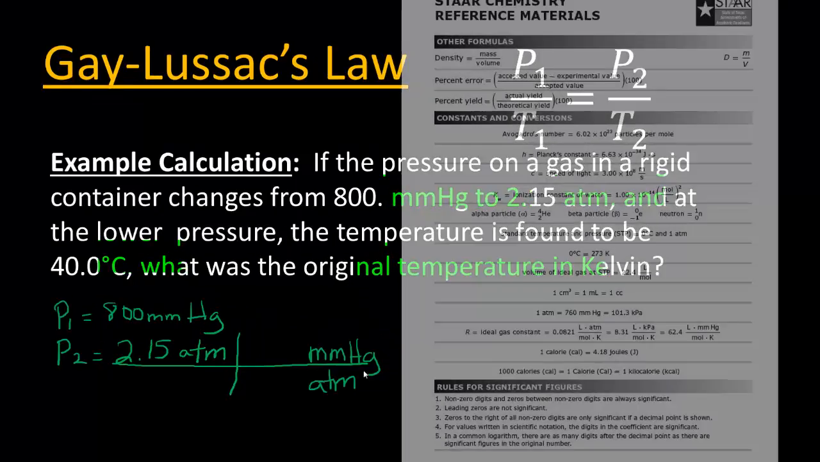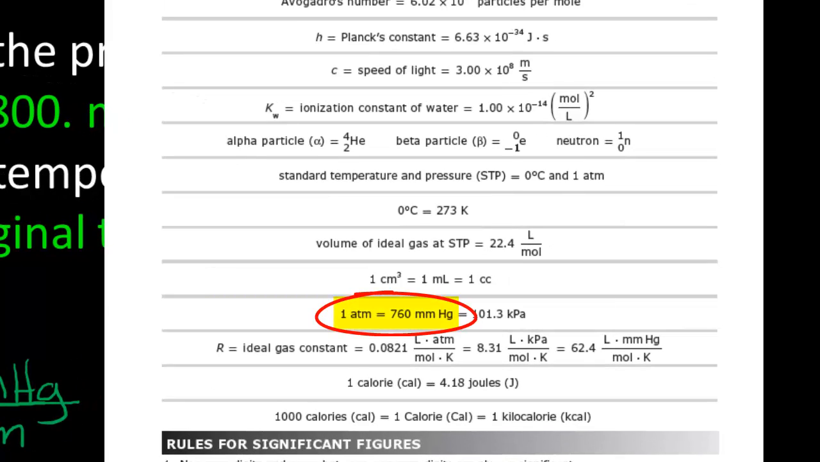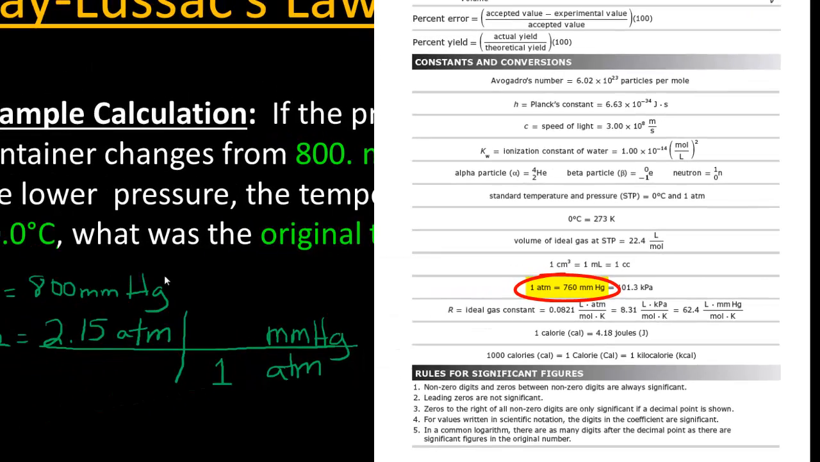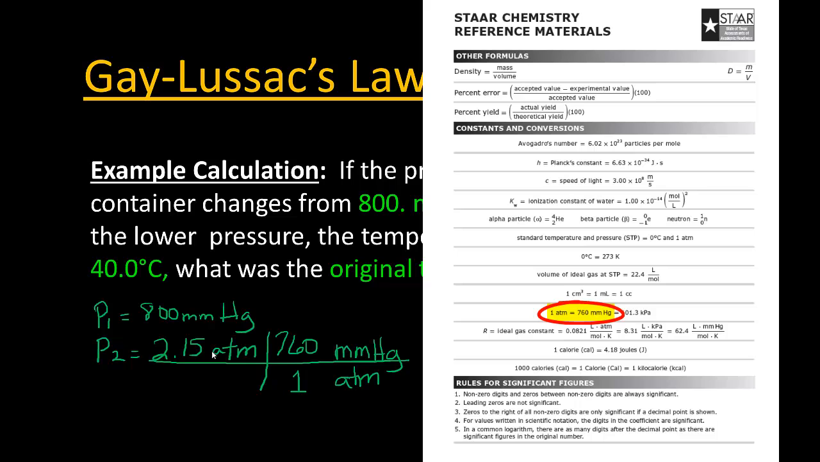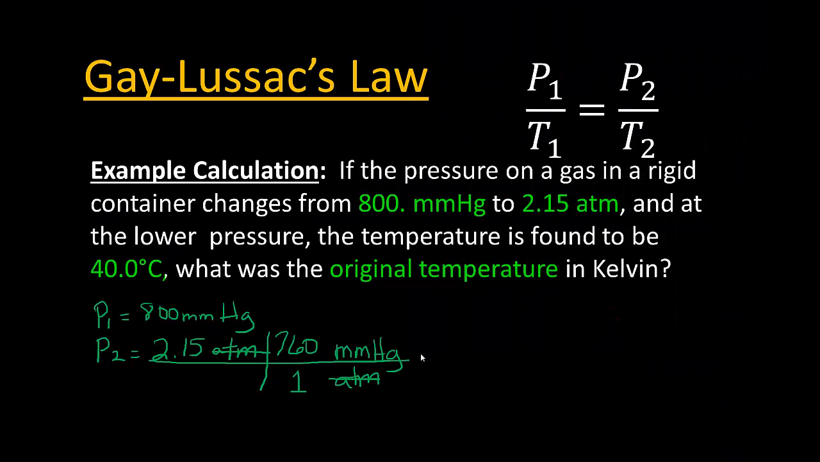Now I'm going to look on my STAR reference sheet and find under constants and conversions what the relationship between millimeters of mercury and atmospheres is. And I see that for every 1 atmosphere, there is 760 millimeters of mercury. I have an atmosphere on top and an atmosphere on bottom, so they cancel. And 2.15 times 760 is 1,634 millimeters of mercury.